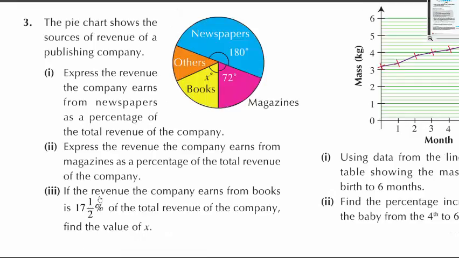Okay, let's take a look at part 3. Part 3 says that if the revenue the company earns from books is 17.5% of the total revenue of the company, find the value of X. So now, since it's 17.5, you know percent would mean over 100. So you take 17.5 over 100 because of the percentage, and times 360 degrees in order to find the value of X.